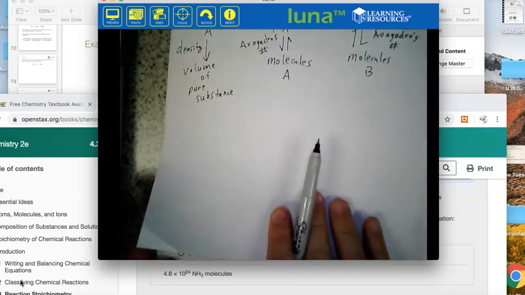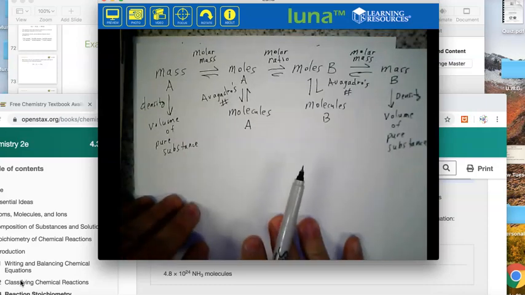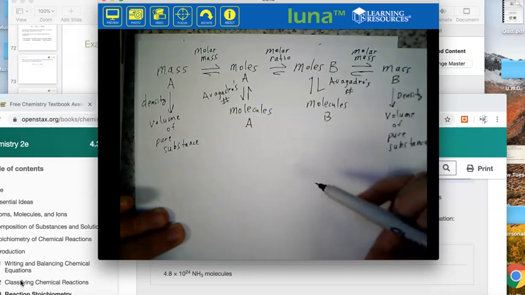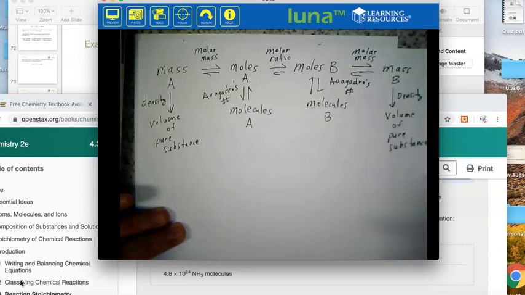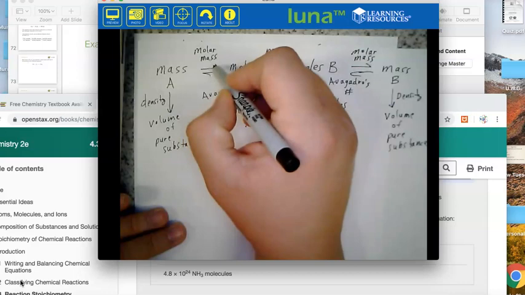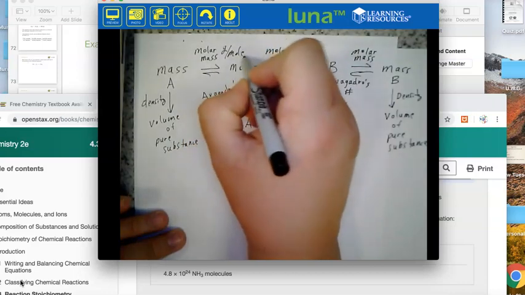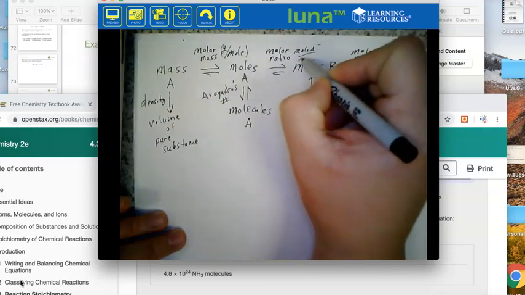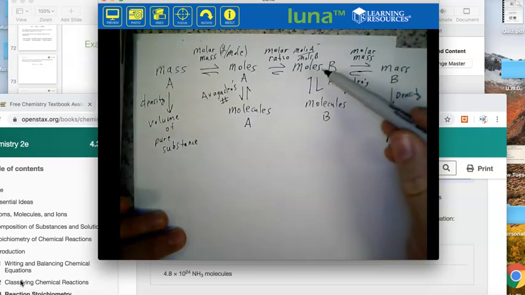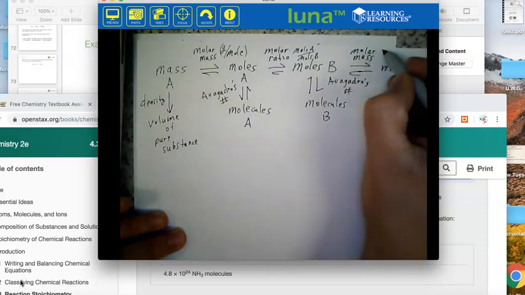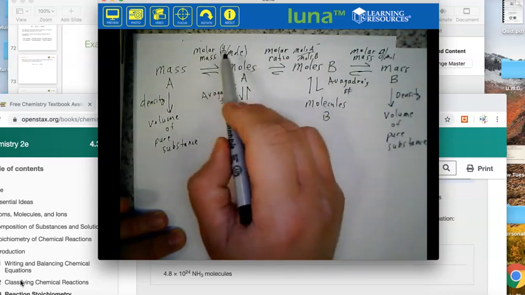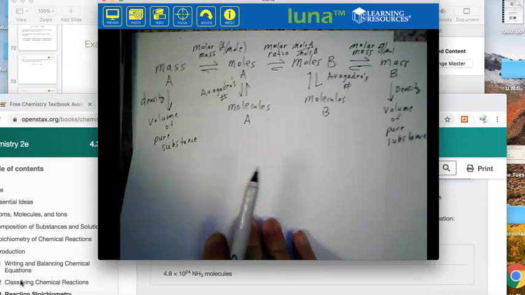This is really what you have to memorize. Okay, this flow chart. And if you just remember, you really have 2 main conversion factors here: molar ratio and molar mass. The units for molar mass are grams per mole. And units for molar ratio, it's moles of A to moles of B. Alright? And then molar mass is grams per mole again. So if you're going from moles of one thing to moles of the other, it's molar ratio. Moles of one thing to mass of the other, or mass to moles, then you're using molar mass.